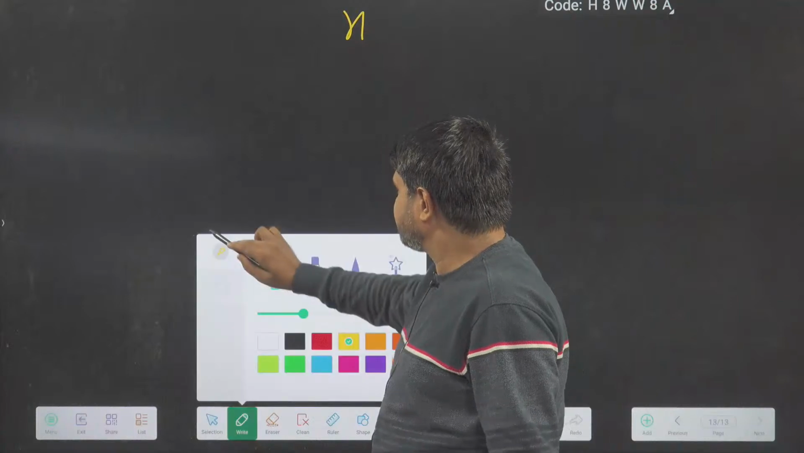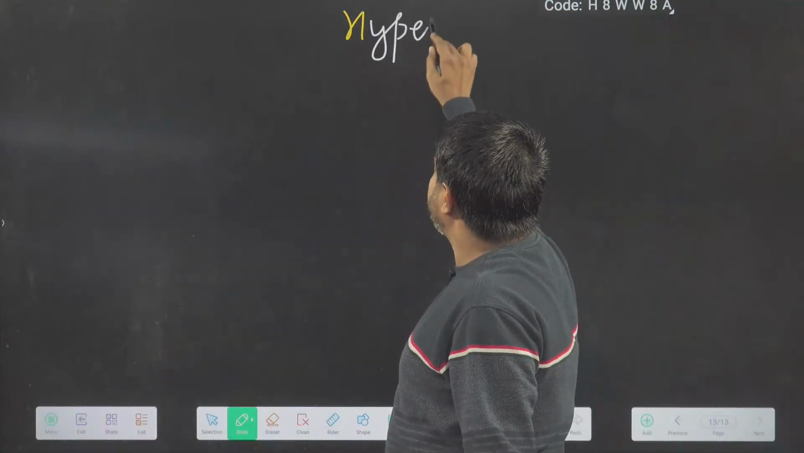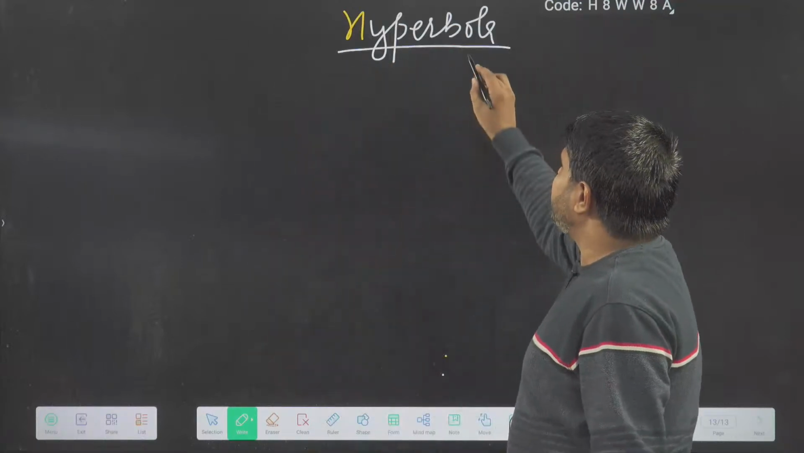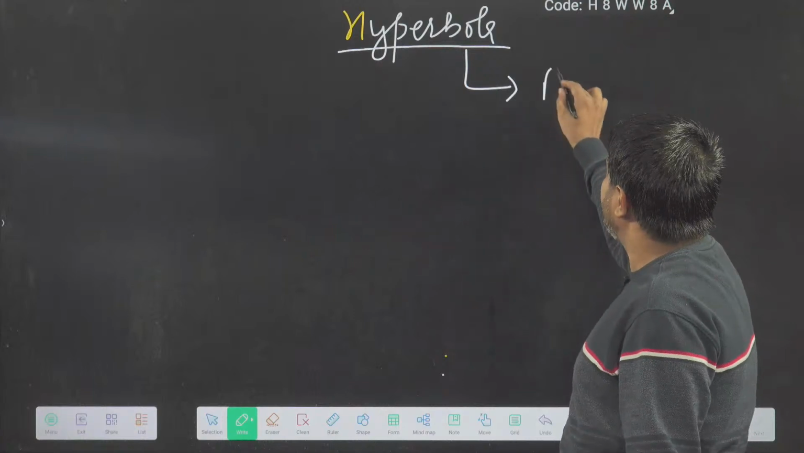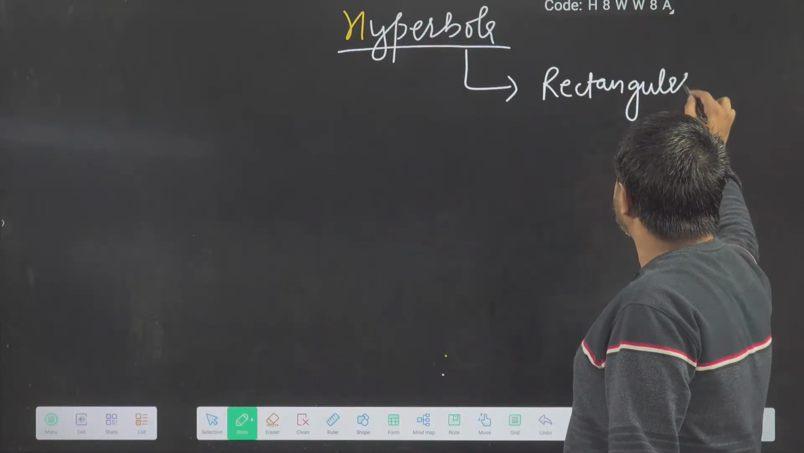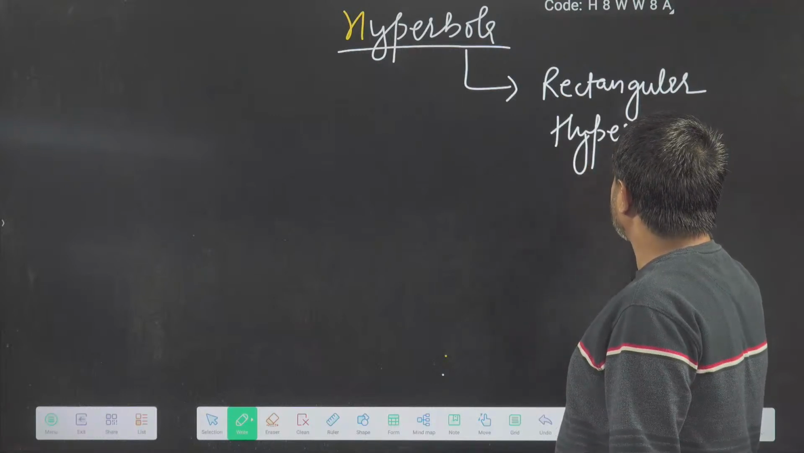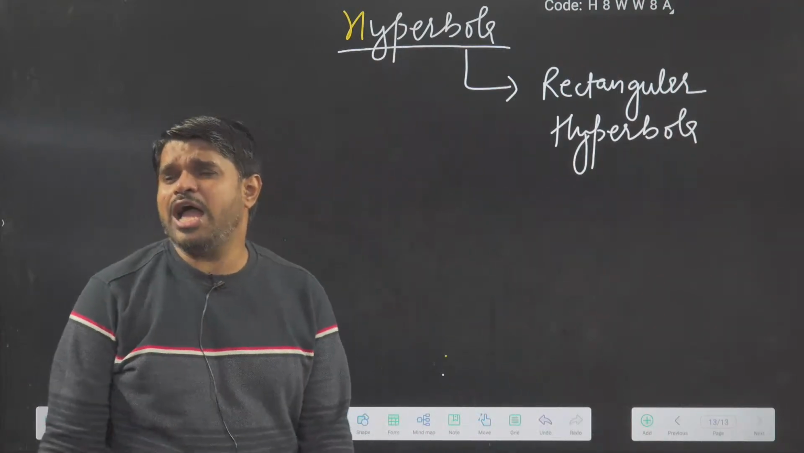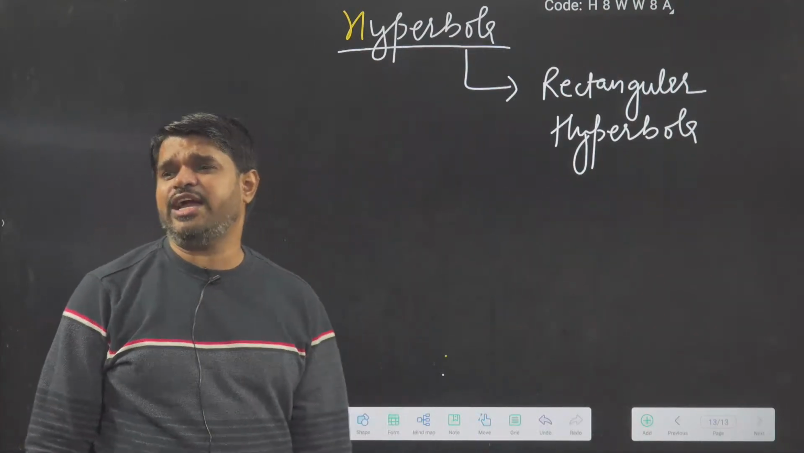Hyperbola. Okay. And we are going to discuss a specific case of hyperbola called the rectangular hyperbola. There is some shape, hyperbola, and we are going to discuss some specific case of rectangular hyperbola.